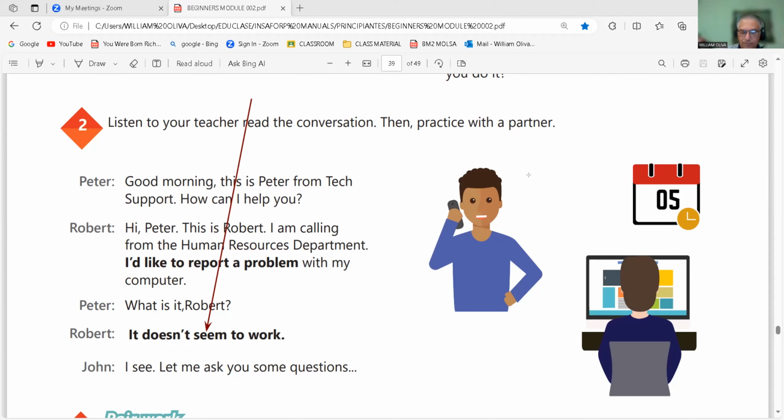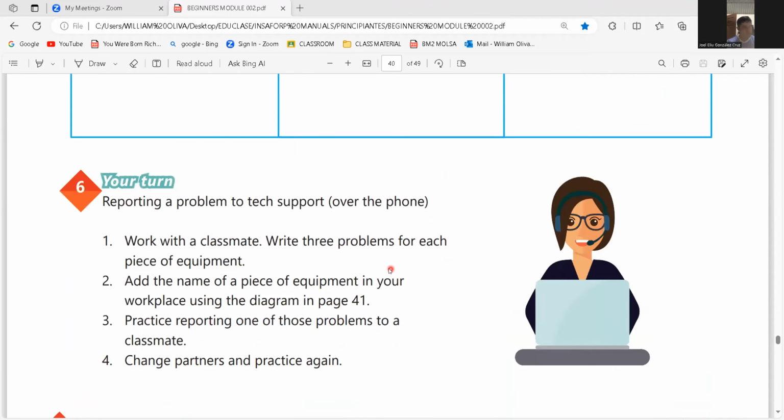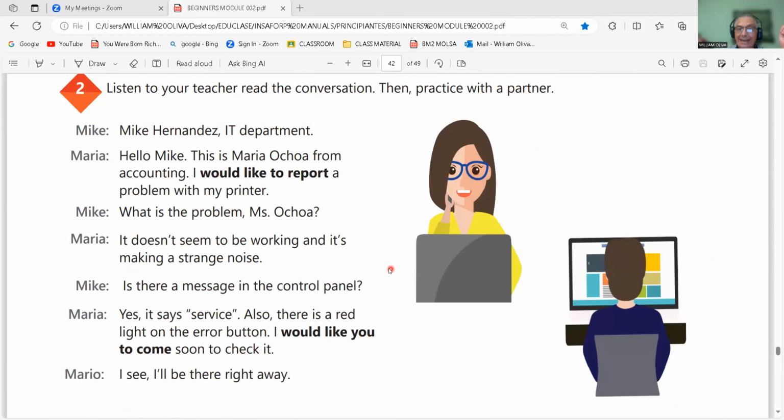Let's continue. Page 42, number 2, we have a dialogue. We have one more dialogue right here. Mike Hernandez, IT department, information technology. IT department is equivalent to informática.